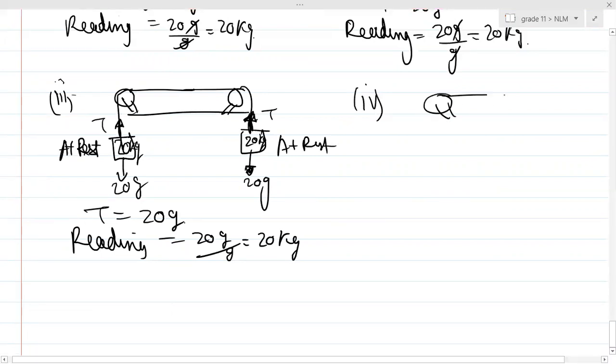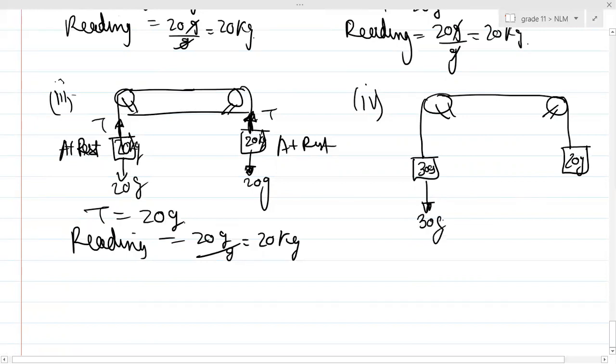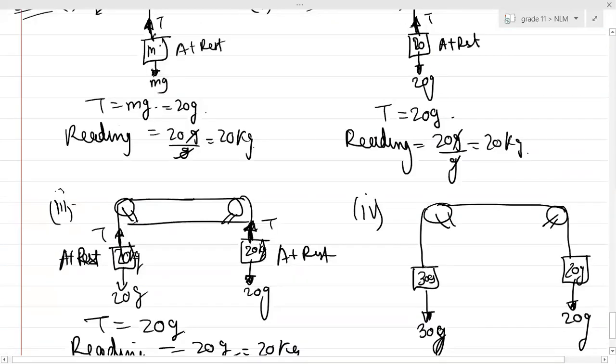There will be these two pulleys again connected with a string, but on one side you have 20g and on the other side you have 30g. So can you see this 30g will act over here and this 20g will act over here? Yes. And this tension T will act upwards.